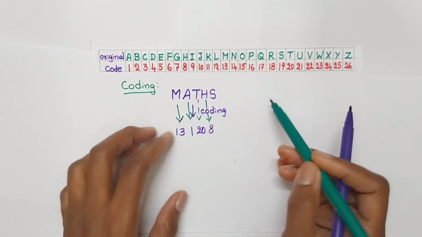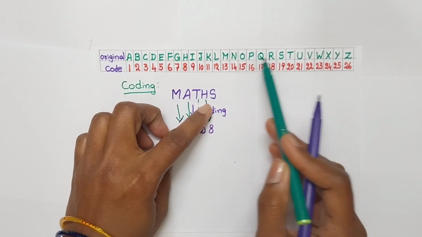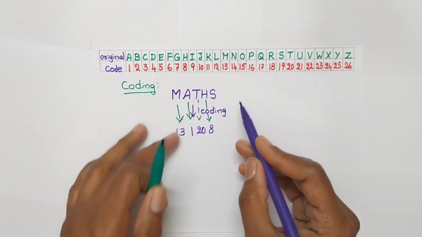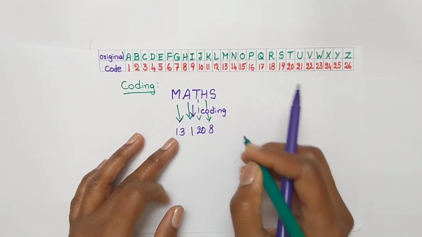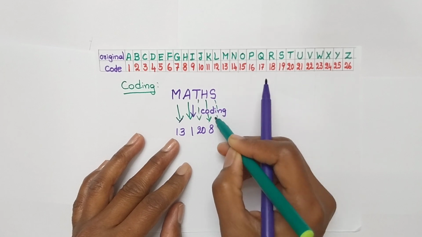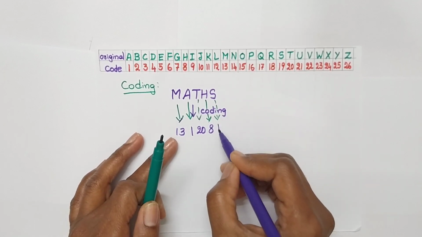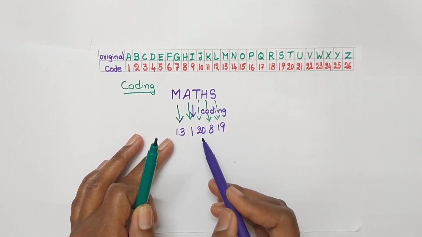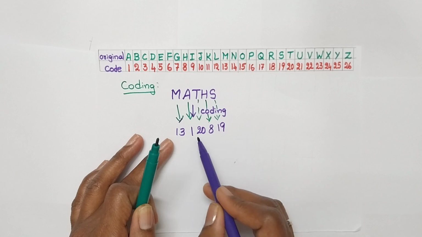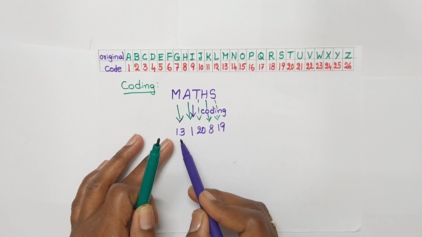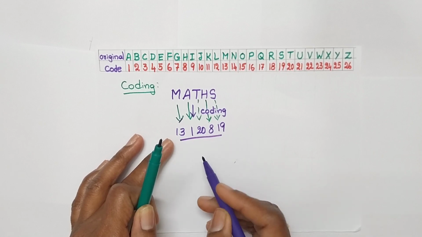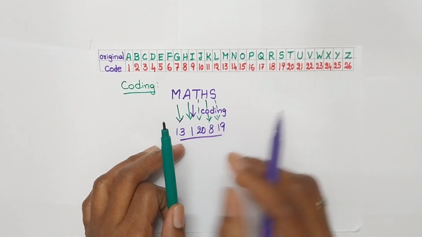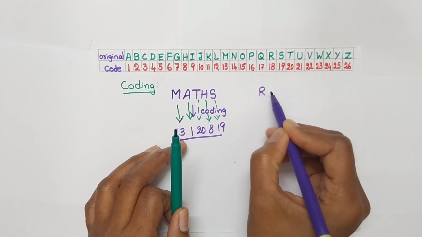And the last letter S. Yes, we check in the first line. The code number is 19. So, the code message of maths based on this pattern is 13, 1, 20, 8, 19. This is the code message. We do one more example. Recycle.